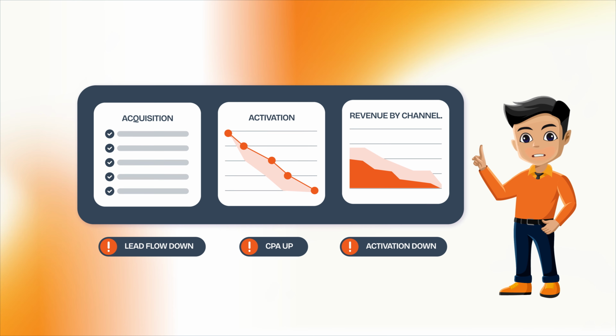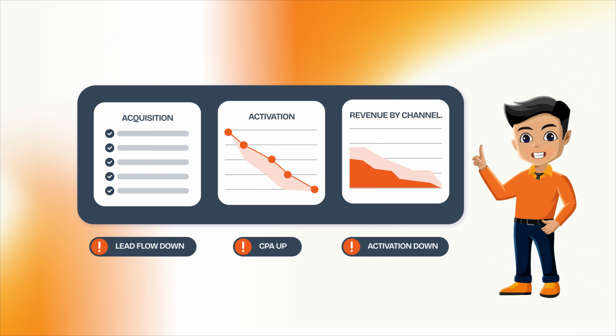Lead flow drops greater than 25% day over day. CPA up 30% week over week. Activation down 10% for a new cohort. Catch problems fast. Fix them before they become trends.